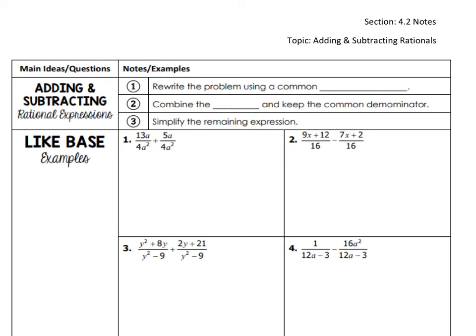If we look, when we are adding and subtracting, the first thing we've got to do is rewrite the problem using a common denominator. Once you have a common denominator, you're going to combine the numerators and keep the common denominator the same. And then last but not least, what we always do is we simplify. So if we're able to factor or cross anything off, that's when we're going to do that.